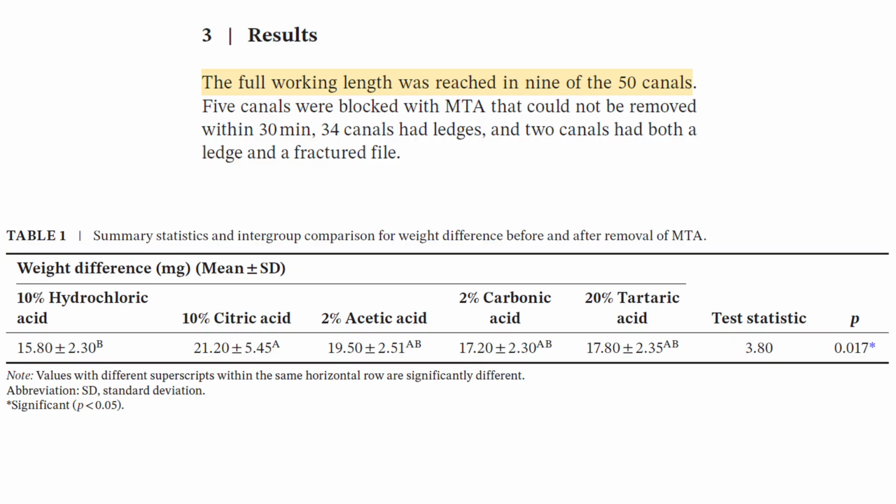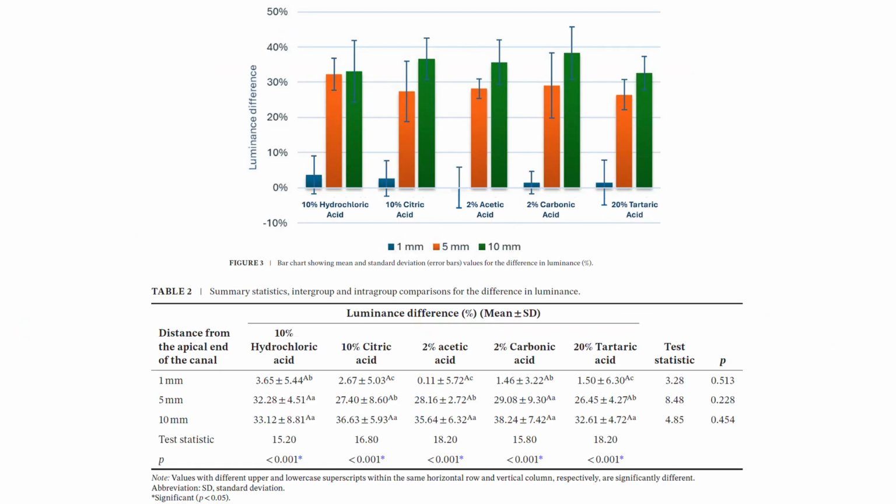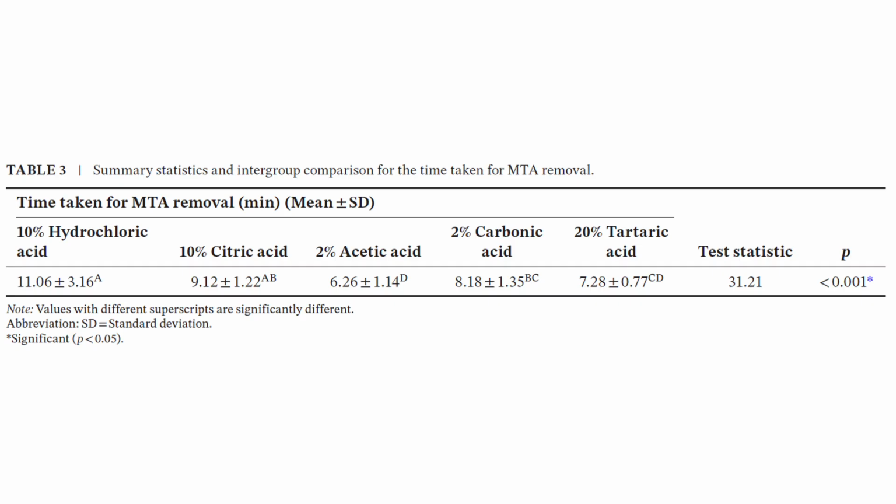The full working length was reached in 9 of the 50 canals. This table 1 shows the weight difference, and the pairwise comparison showed that the 10% citric acid group had a significantly higher value than the 10% hydrochloric acid group, but no significant differences were found among the remaining groups. As for luminance, regardless of the distance from the apical end of the canal, there was no significant difference between tested groups. Lastly, for the time taken to retreat, the pairwise comparisons showed the time measured for 10% hydrochloric acid was significantly longer than all other groups except for 10% citric acid.